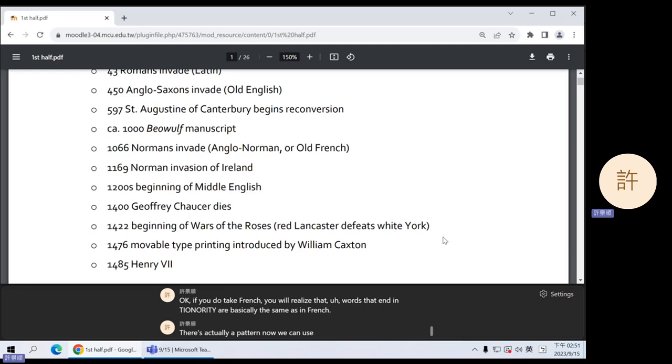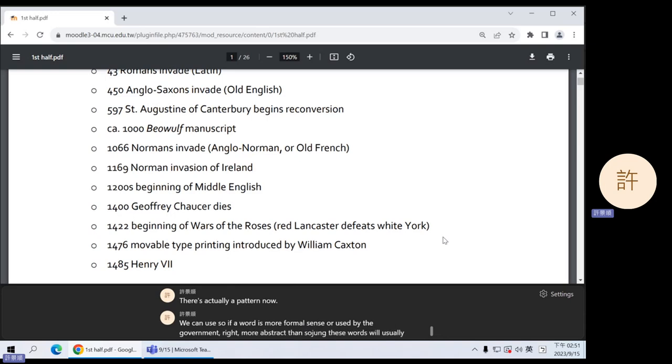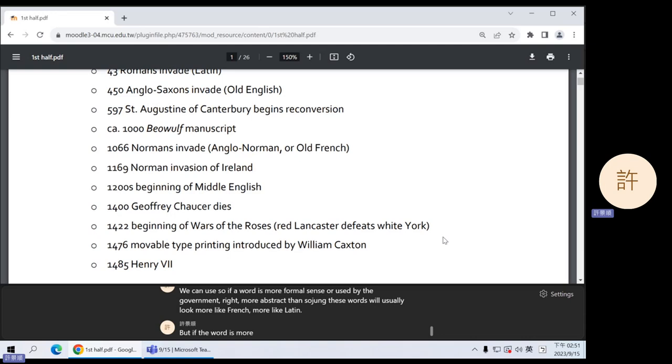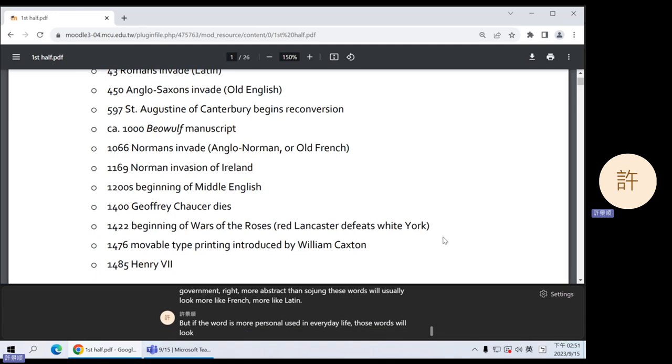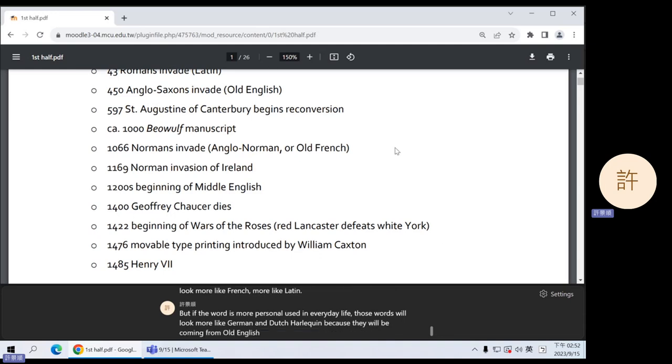So if a word is more formal, 正式, or used by the government, right? More abstract, 更抽象, these words will usually look more like French, more like Latin. But if the word is more personal, used in everyday life, those words will look more like German and Dutch, 荷兰文. Because they will be coming from Old English instead of Old French.